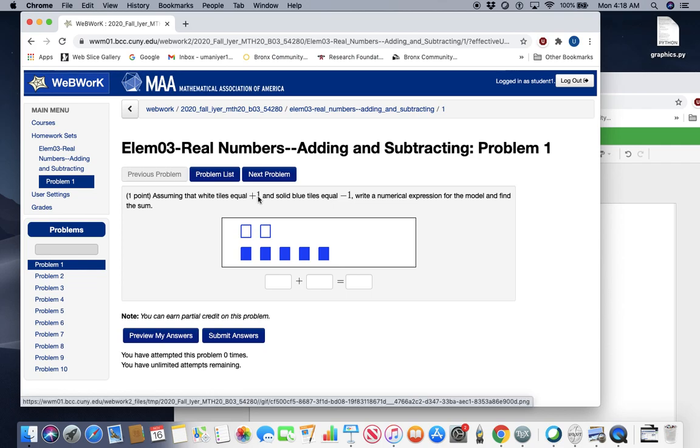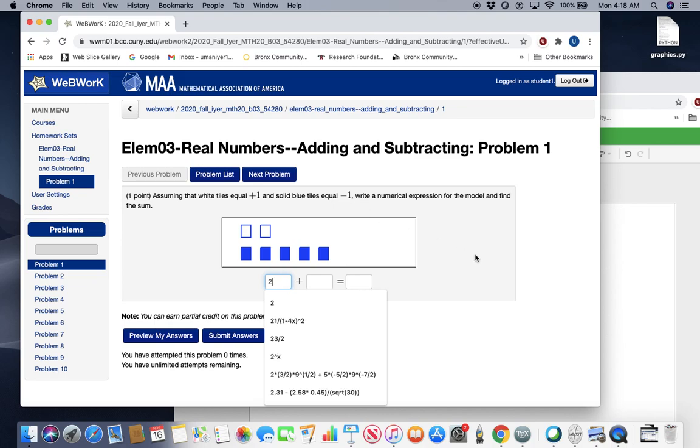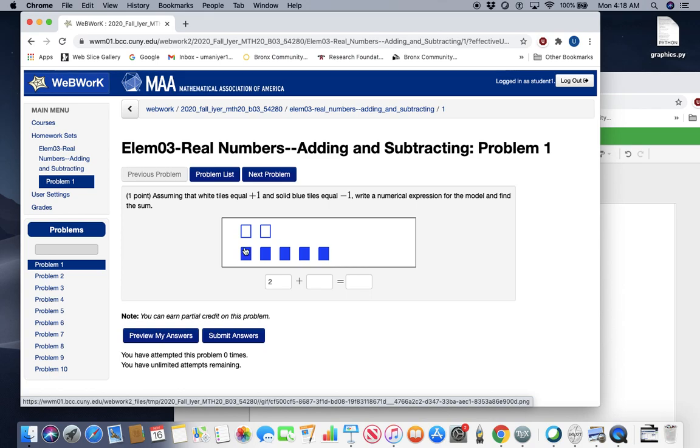These are both positive 1, so there are 2 of those. And here, 1, 2, 3, 4, 5. There are 5 negative ones. Alright, so notice how do I combine these? I have to add these two. Positive ones cancel the negative ones, they go away. I'm left with negative 3.